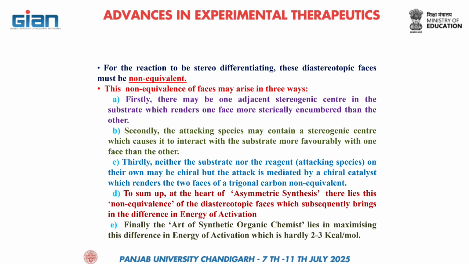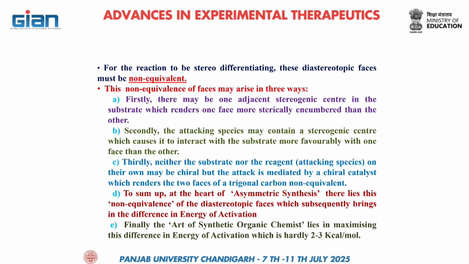Second, the attacking species may contain a stereogenic center which causes it to interact with the substrate more favorably with one phase than the other. Okay, the substrate is very simple, but the group that is coming has something present so that it tries to fit only from one side, not from the other side. Okay, in this way we can create the non-equivalence.